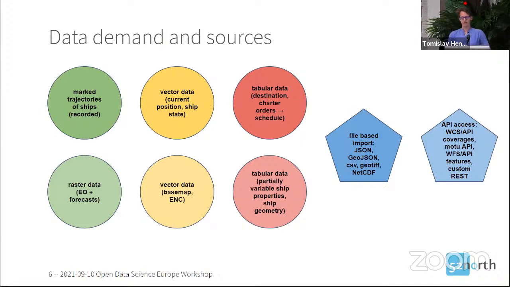So we have a bunch of data demands, the data sources. We have the tracked trajectories of the ships, observed data on what was the engine load, what was the fuel consumption. We have a set of vector data, like current position and ship states, and tabular data, like destination, charter orders, and schedules we have to follow. We also have raster data, the Earth observation data, the CMEMS data, which is mainly the forecasts, base maps, and electronic nautical charts to find the right way, knowing where the obstacles are, and where the environmental protection zones are that we have to avoid by planning our routes, and a lot more. And we also have a zoo of different file types and APIs we would like to use and access to get data from different sources. So it's a very mixed system with all kinds of file types, data types, and APIs we would like to include here.